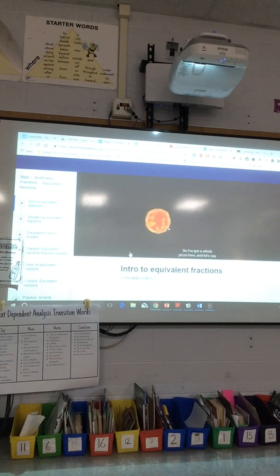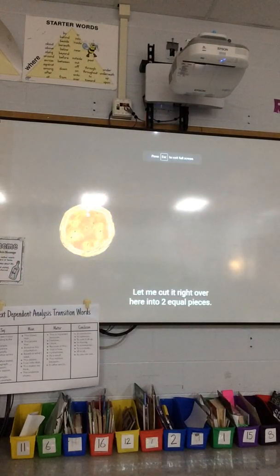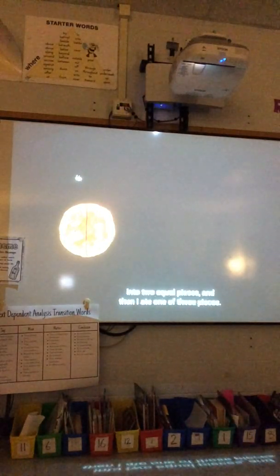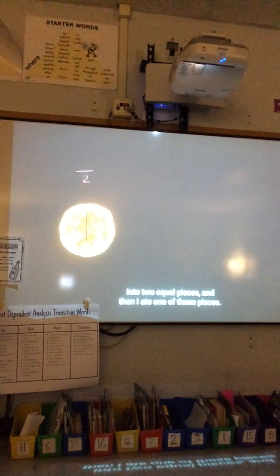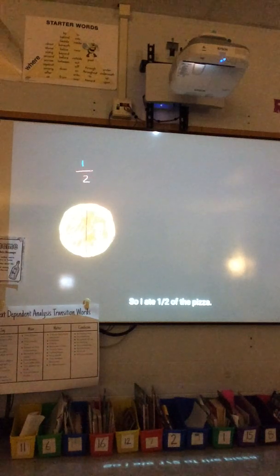So I've got a whole pizza here, and let's say that I were to cut it into 2 equal pieces. Let me cut it right over here into 2 equal pieces, and let's say that I ate one of those 2 equal pieces. So let's say I ate all of this right over here. What fraction of the pizza have I eaten? Well, I took the whole and I divided it into 2 equal pieces, and then I ate one of those pieces. So I ate 1/2 of the pizza.